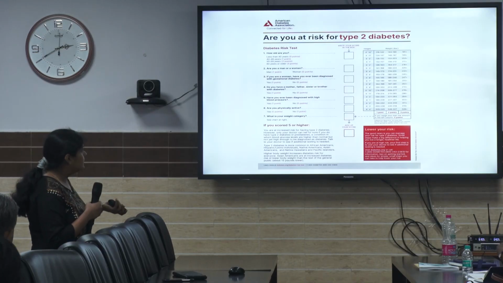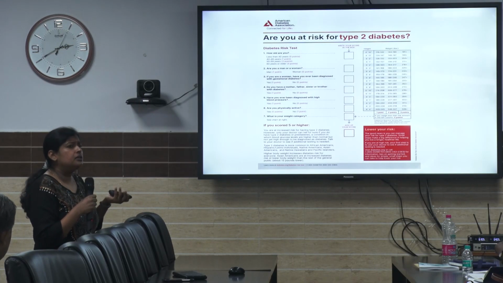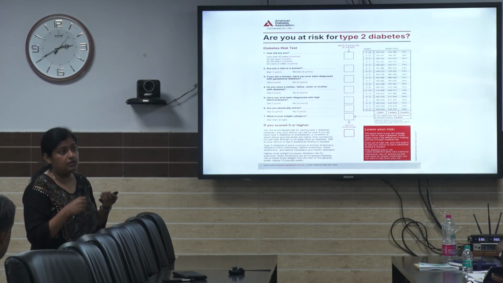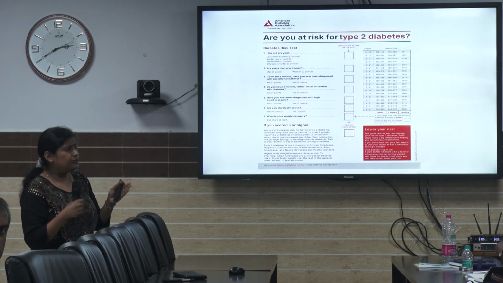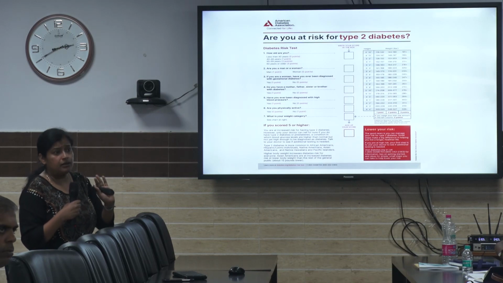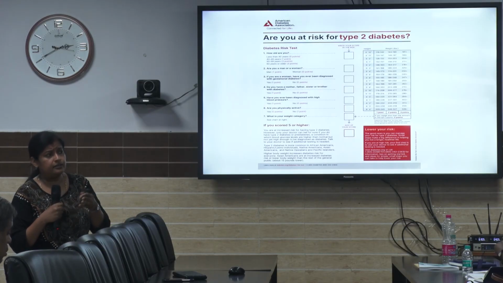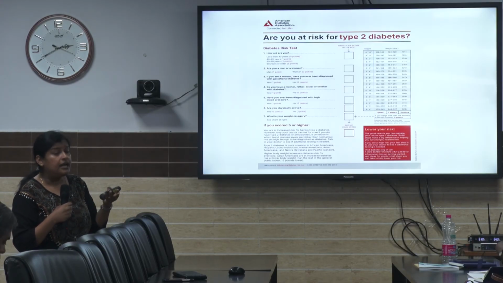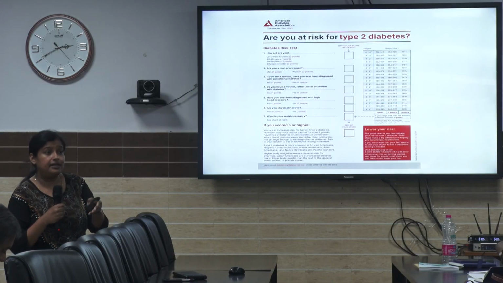So once we diagnose diabetes, now the treatment starts. The only different thing which is happening now is this: earlier it was said that once you diagnose, you add one drug, wait till the blood sugar falls, and call the person later for a follow-up after 2 or 3 months. If the blood sugar does not improve, you add another. So it was step-by-step addition.